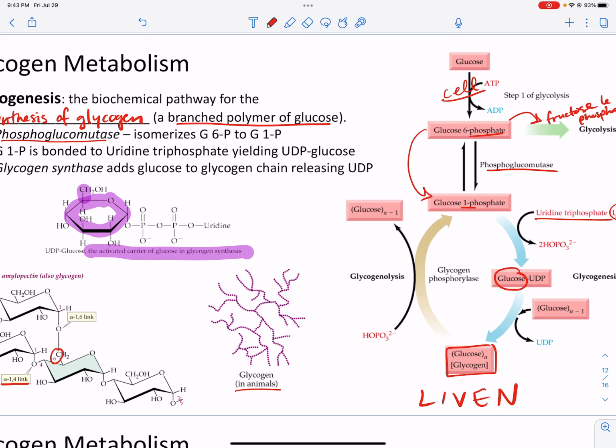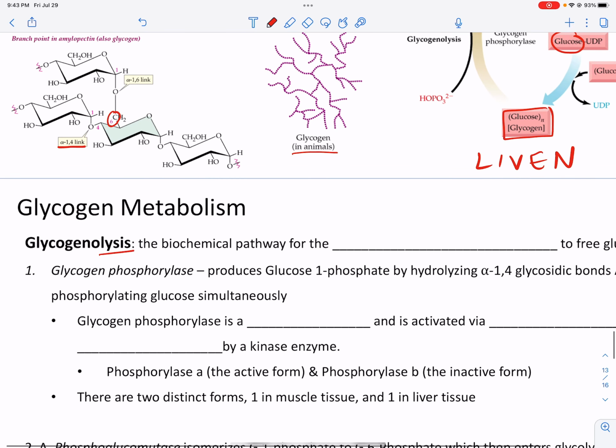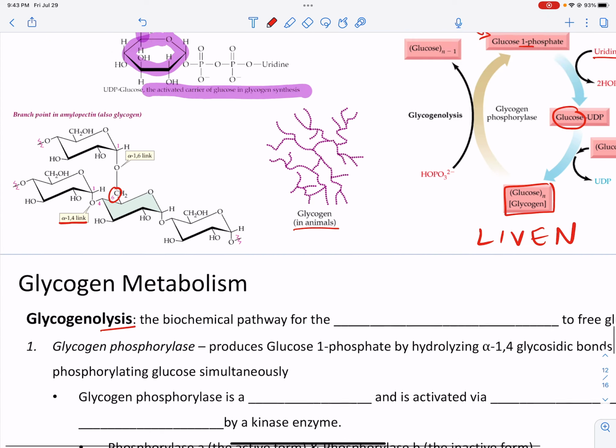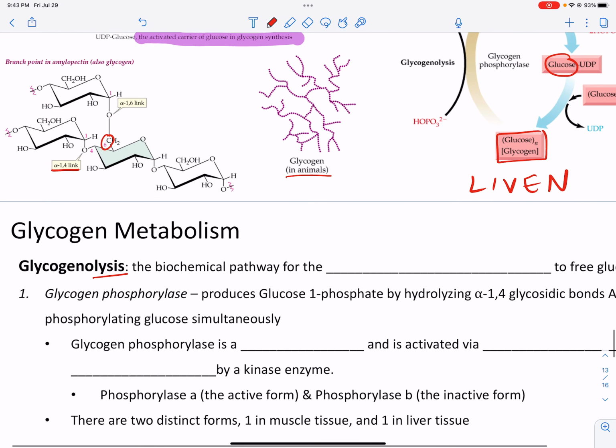So now let's talk about the catabolic part, the breakdown of glycogen back to get readily available forms of glucose. That is known as glycogenolysis. Remember, lysis is like you're cutting something down, breaking something down, and synthesis, or genesis, is the word for synthesis. So glycogenolysis is the biochemical pathway for the breakdown of glycogen to free glucose.